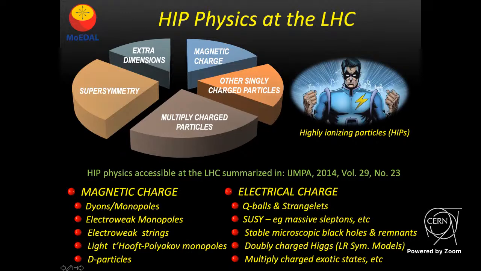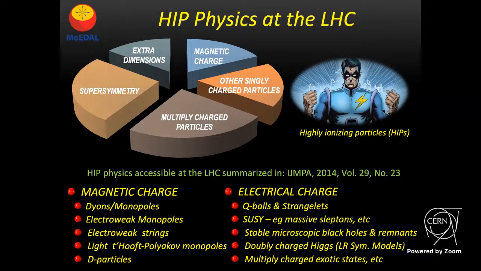These are particles with magnetic charge. For example, a single magnetic monopole can ionize 4,700 times more than a relativistic proton. And a very high electrical charge could come from Q-balls, strangelets, and massive sleptons, where we don't particularly have a high electrical charge, but we have very slow velocity. So the combination of charge and very low velocity gives us something that's highly ionizing and above the threshold for our detector.